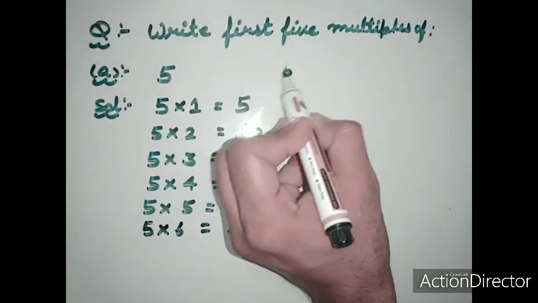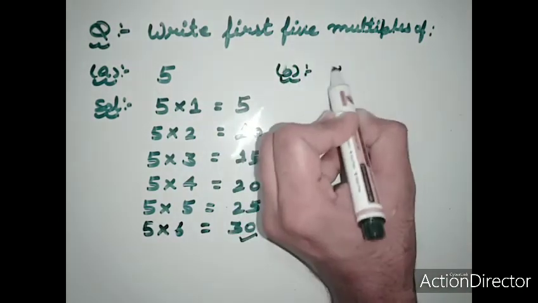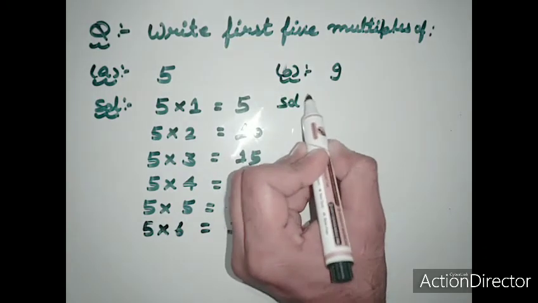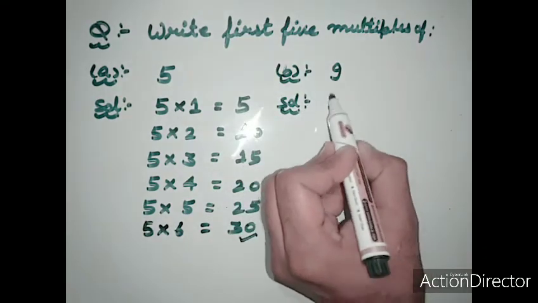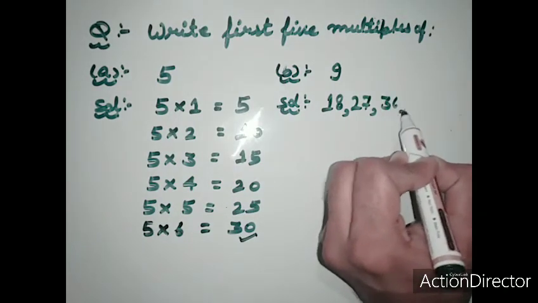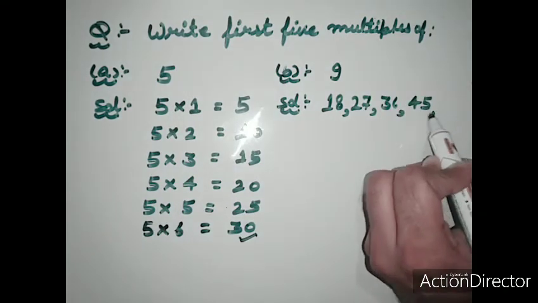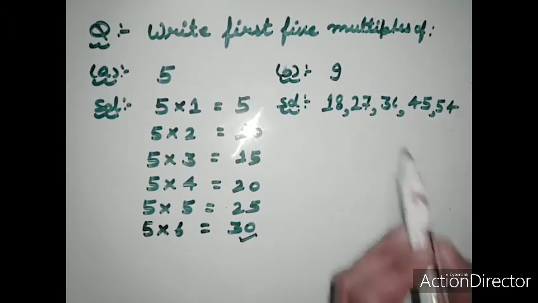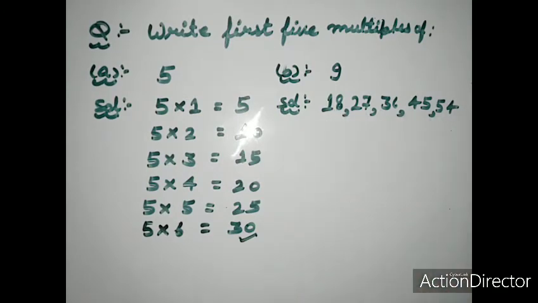Now here we write the next 5 multiples of 9. So here we simply write 9 twos are 18, 9 threes are 27, 9 fours are 36, 9 fives are 45 and 9 sixes are 54. So these are the next 5 multiples of 9.